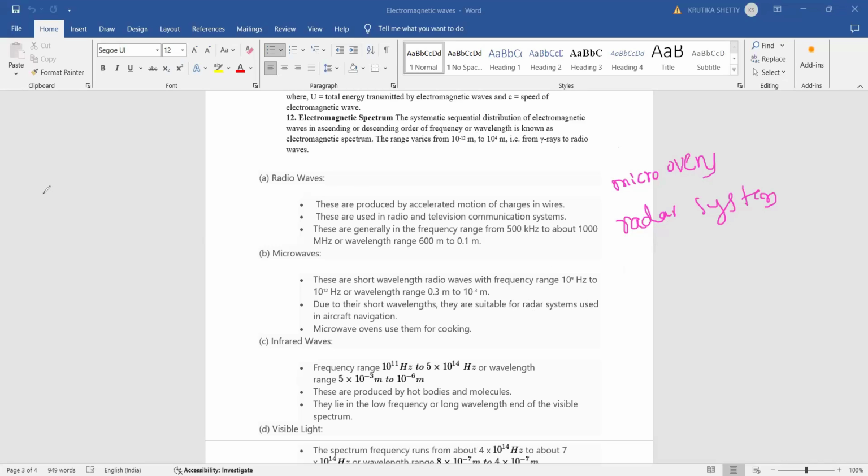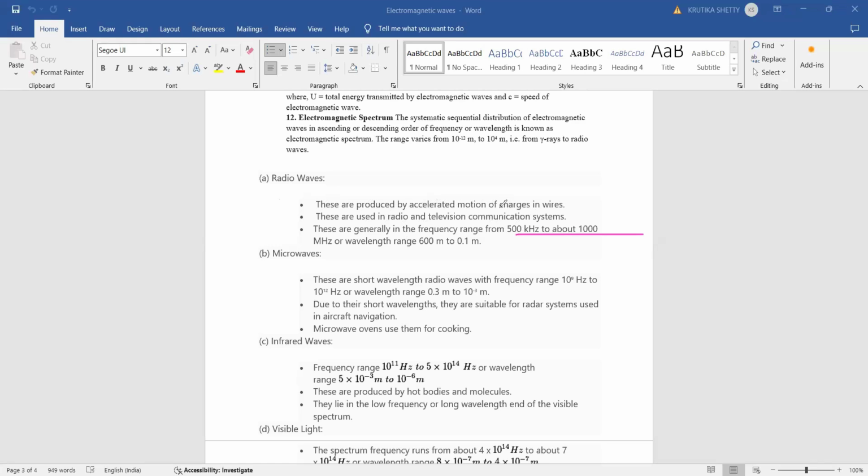Then next here the last one, spectrumally last one, that is the radio waves. So the radio waves are having the frequency range 500 kilohertz to 1000 megahertz, and the wavelength range is given as 600 meter to 0.1 meter. This is the wavelength. Mainly, where are radio waves used? They are used in the communication system. Okay, these are used in the radio and the television communication system.